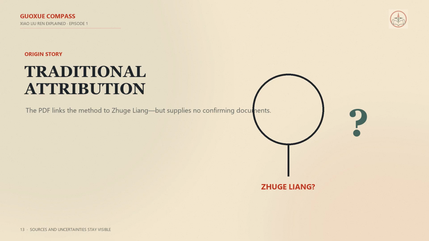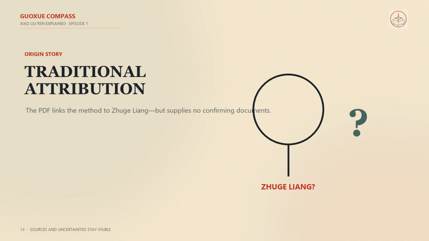The same caution applies to the origin story. The PDF says that Xiao Liu Ren was once called Ma Qian Ku and attributes its simplification to Zhu Guoxue Liang, the famous strategist of the Three Kingdoms period. That is an important traditional claim, but this PDF does not provide historical documents that establish it.